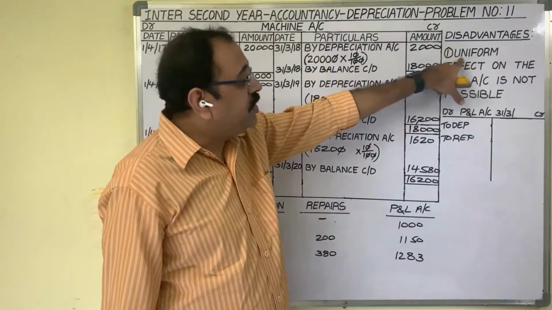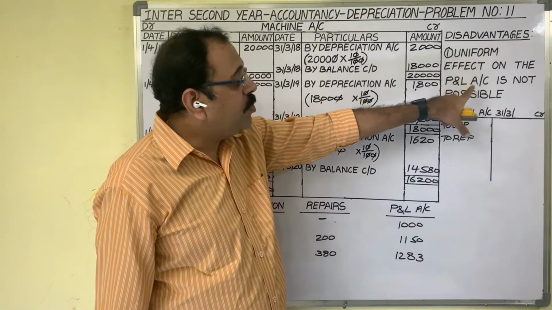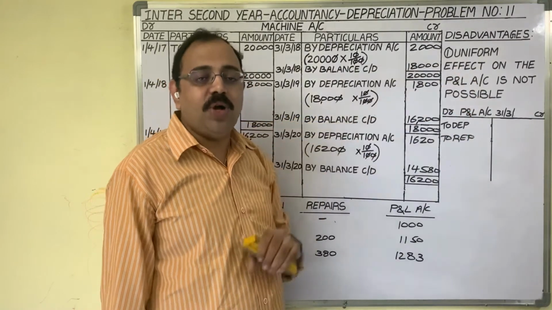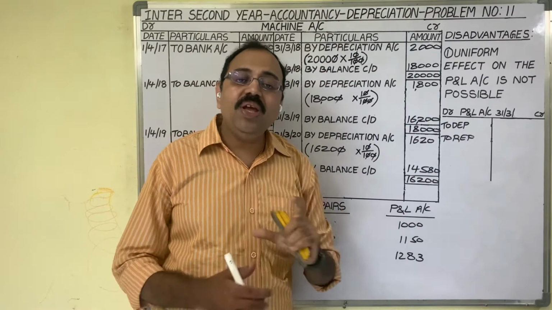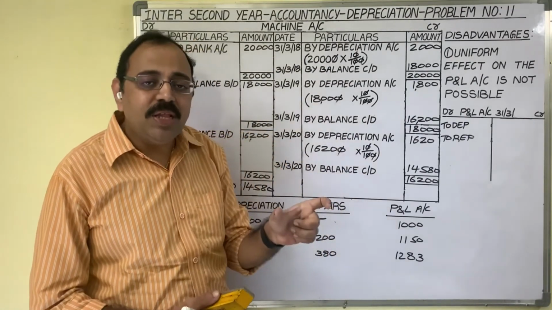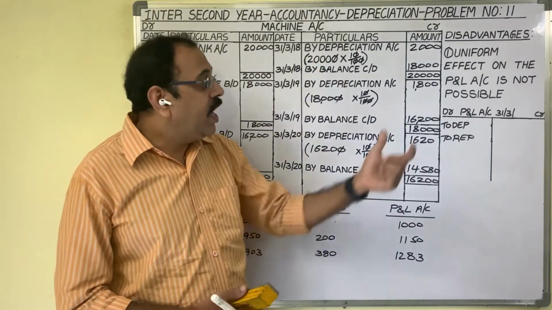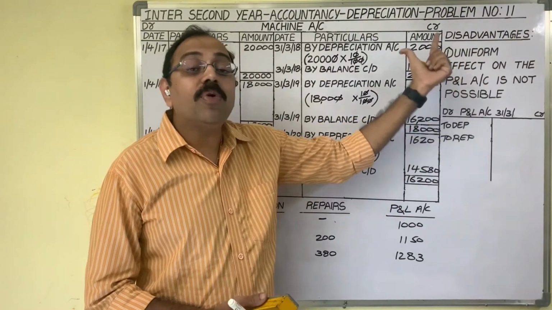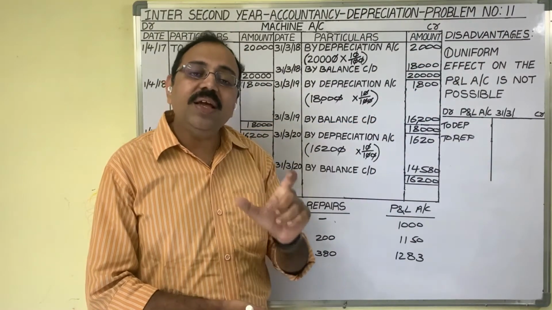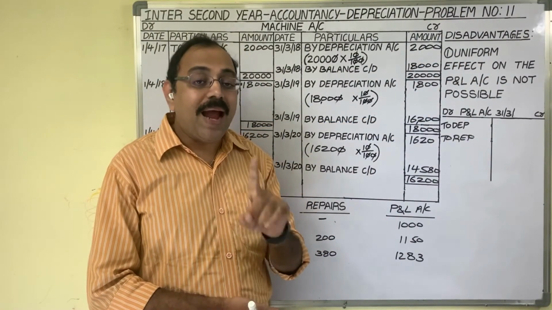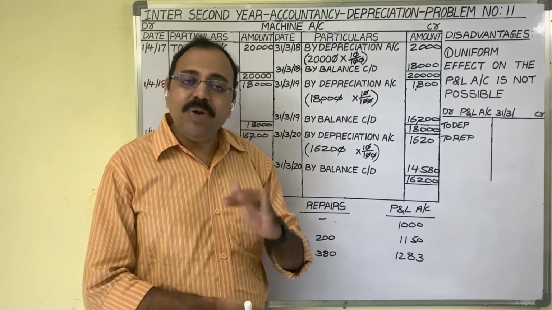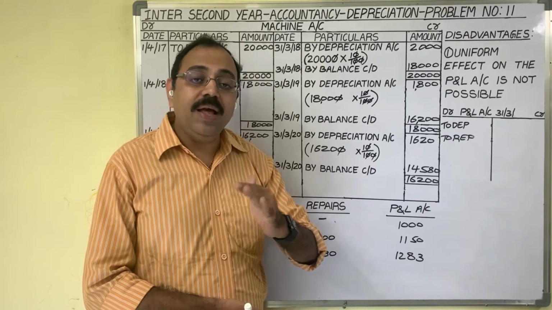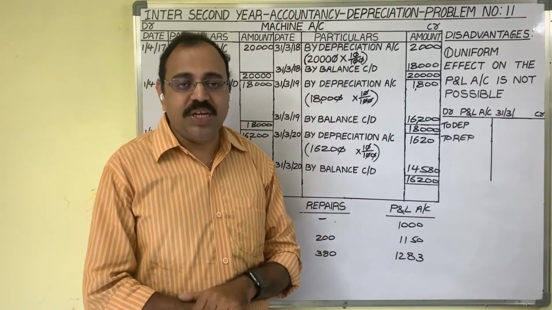First disadvantage is uniform effect on the profit and loss account is not possible. Recollect the first point of advantages. There we learned that under this method we can have a uniform effect on the profit and loss account. Theoretically it looks good, but practically it is not possible because of two reasons. Sometimes the firm may provide less percentage of depreciation.